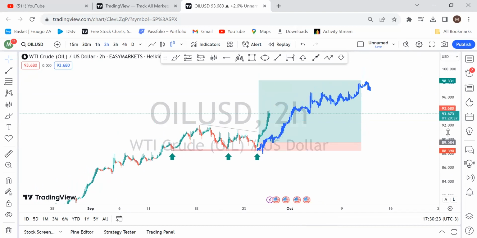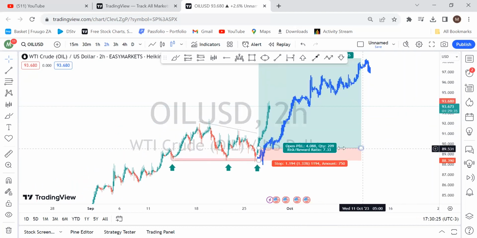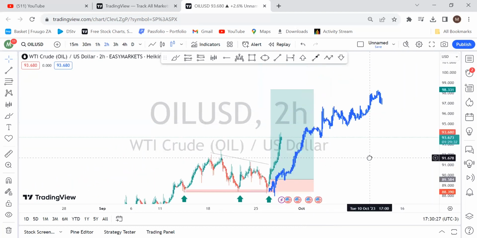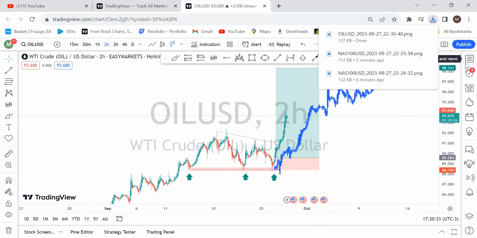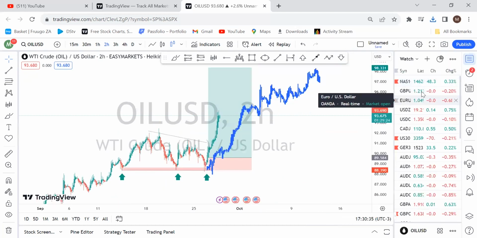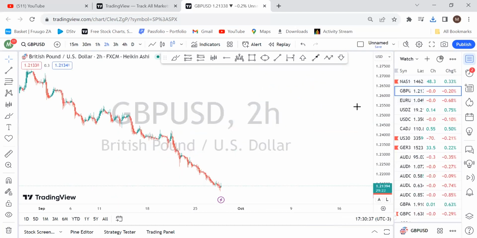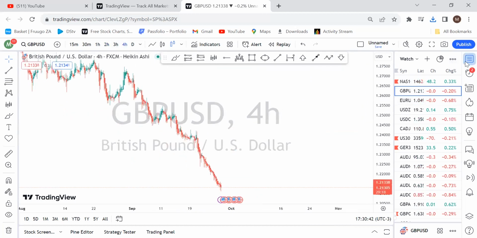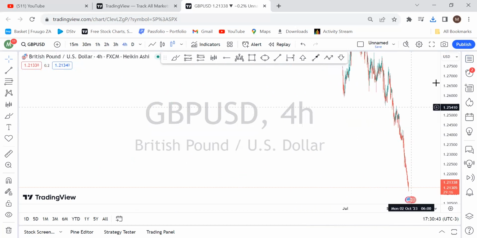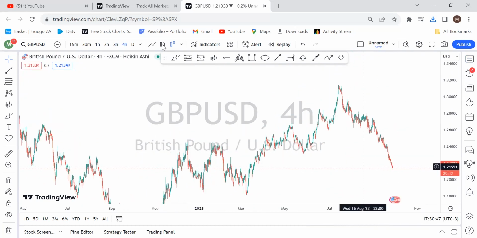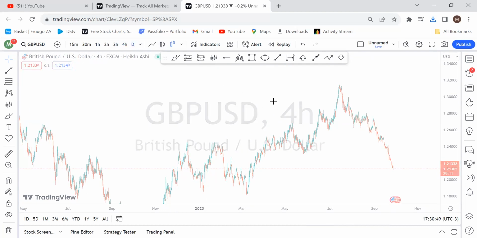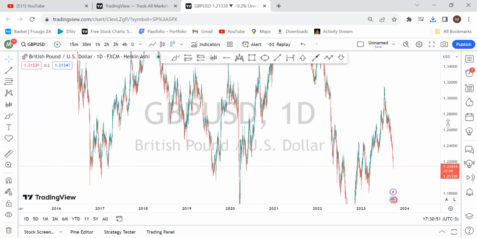Hold on. So that is it with oil. So the next pair that they requested is GBP USD. Let's see if we have something interesting, anything interesting. Okay, we're gonna kick it off in the daily.